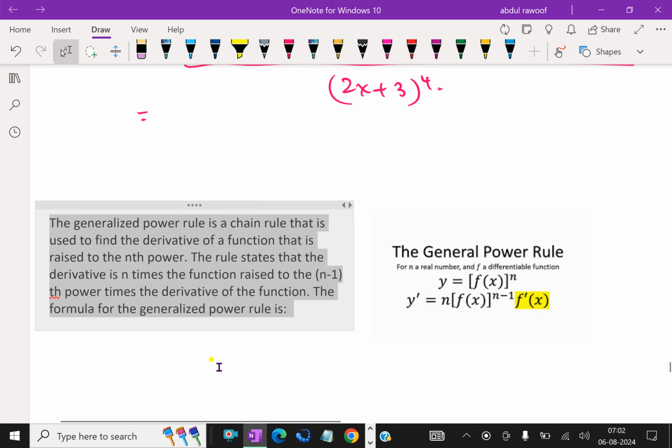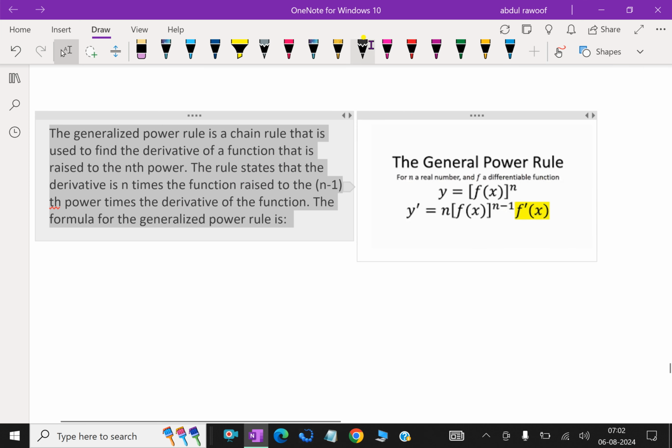Next one, generalized power rule. Here the generalized power rule is a chain rule that is used to find the derivative of a function that is raised to the nth power. That we have already done in this. Look at here, the general power rule: suppose y equal to (f of x) power n, y dash is nothing but n into (f of x) power n minus 1 into the differential of the inside, f dash of x.